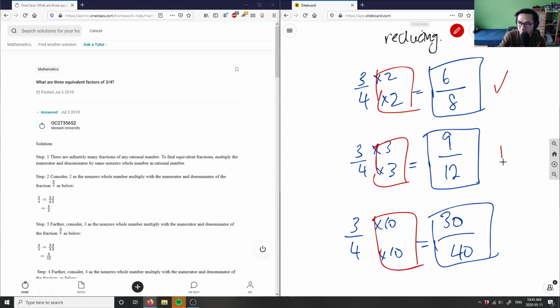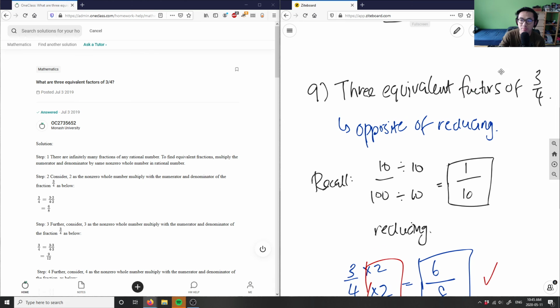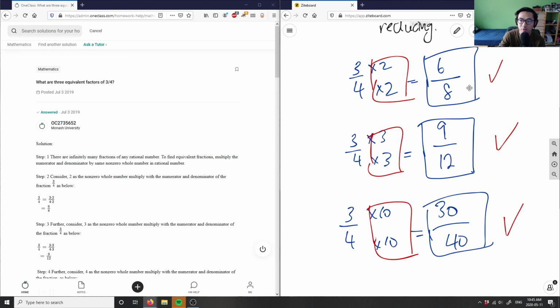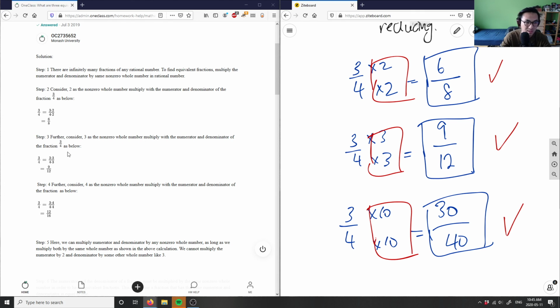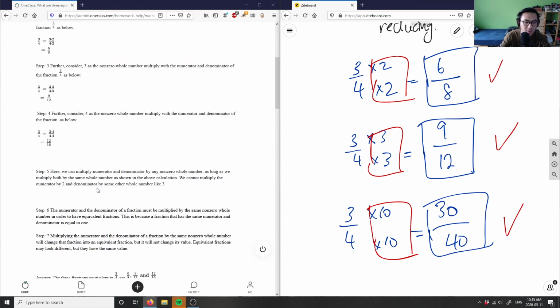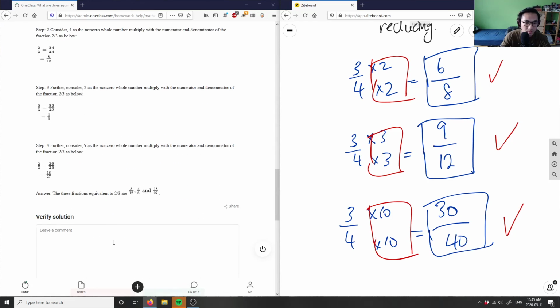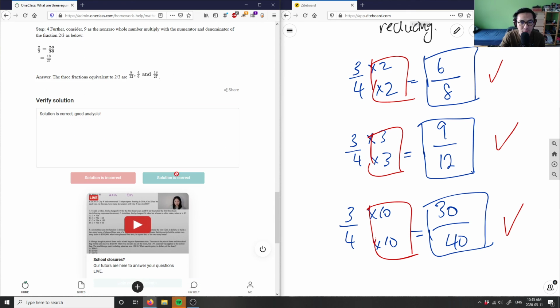So these are just 3 solutions or 3 examples of solutions that you could have in terms of the equivalent factors of 3/4. So 6 over 8, 9 over 12, and 30 over 40. Again, they had it where they had 6/8, 9/12, and they changed this to 4 here. So 3 times 4 is 12. 4 times 4 is 16. So 12 over 16 is also an equivalent factor. So the solution here is also correct. Good analysis.